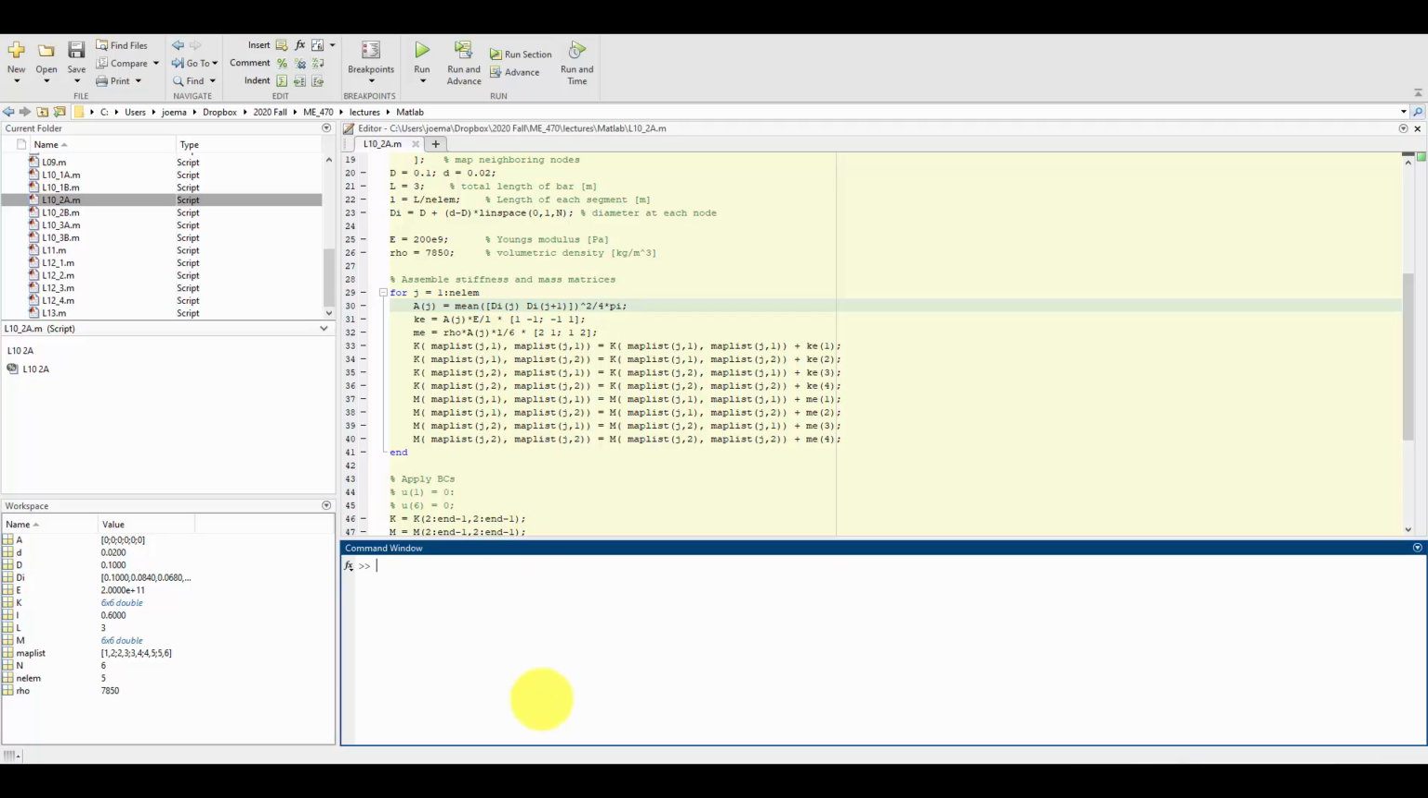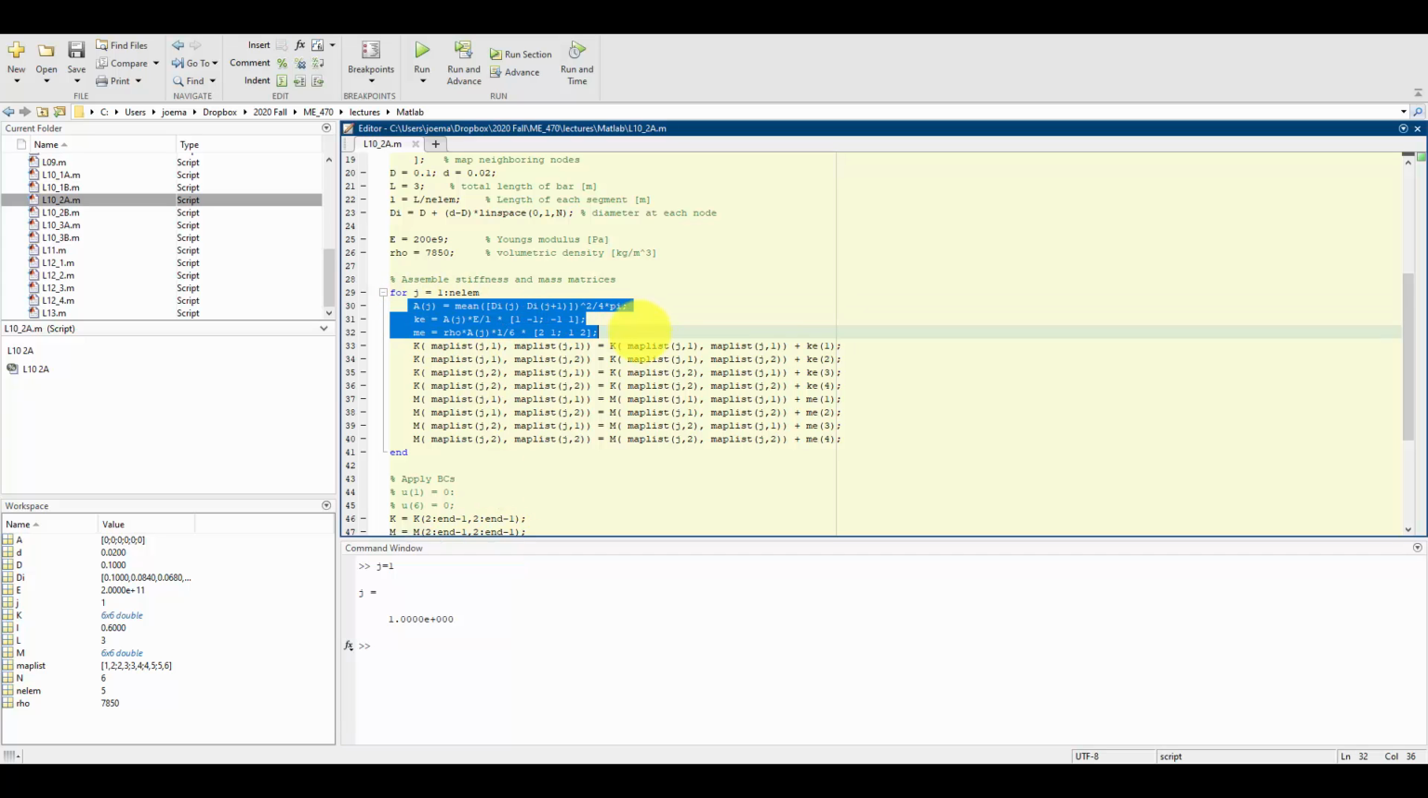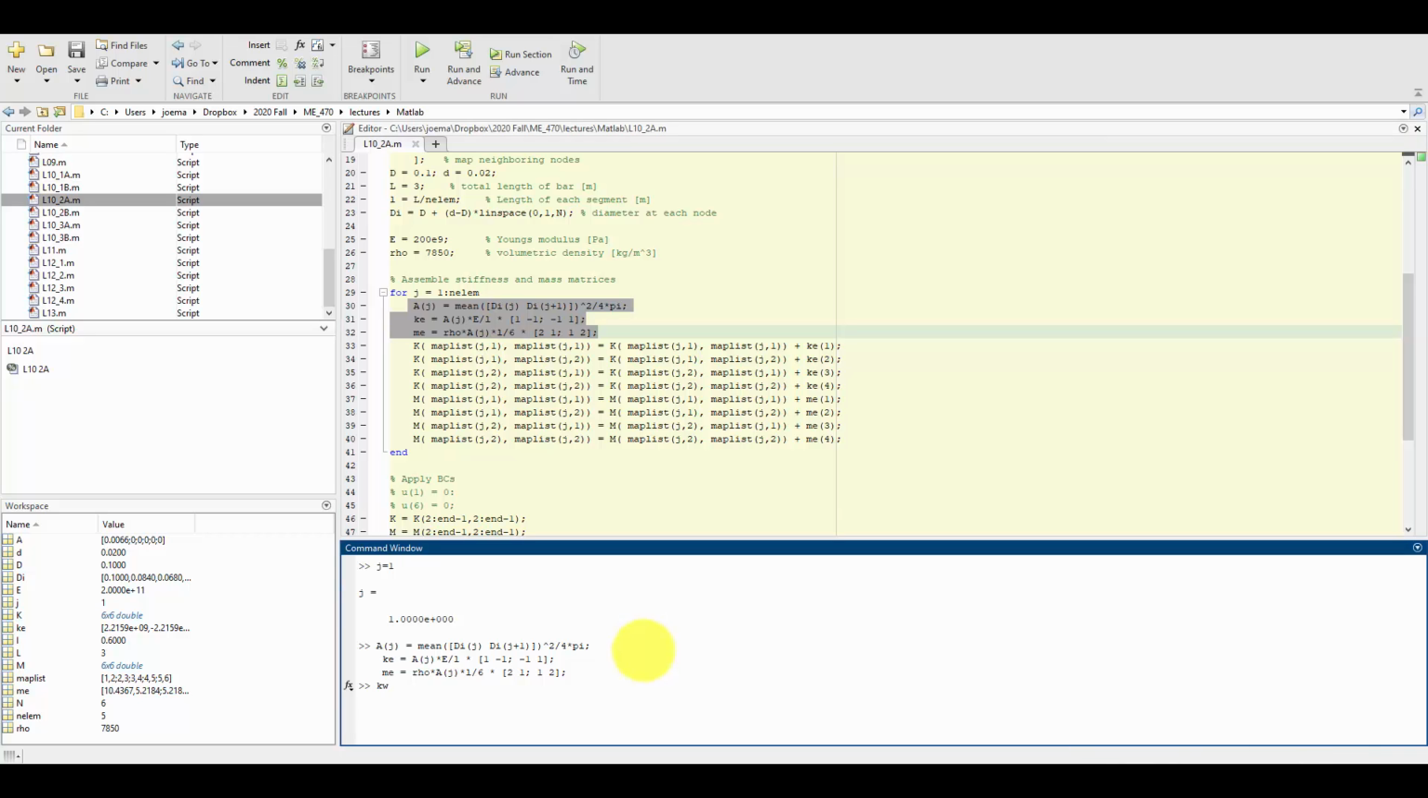So let's just see what a local matrix looks like. So this is for element number 1. I just want to see what my KE and my ME look like. So again, they're going to be 2 by 2 for these axial problems, and they'll slot into the right spot here. All right, so that's the KE and the ME.